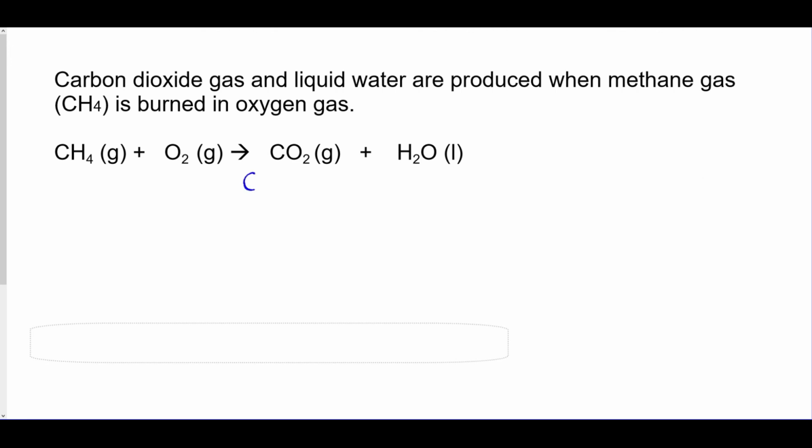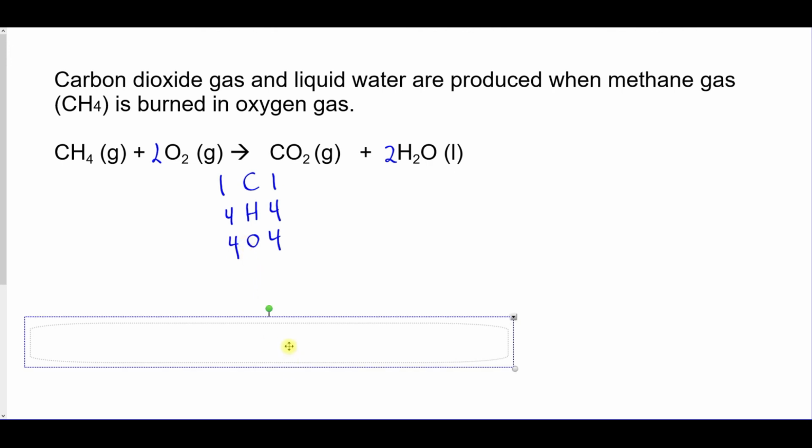When I balance carbon, I have 1 on each side. When I want to balance my hydrogen, I have 4 over here and only 2. But if I put a 2 here, I have 4. Now let's take a look at our oxygen. Since it's diatomic, I have 2. Let's look at our product side. I have 2 and then 2 more, I have 4. So if I add another oxygen, I should have 4, and that should give me my balanced equation.